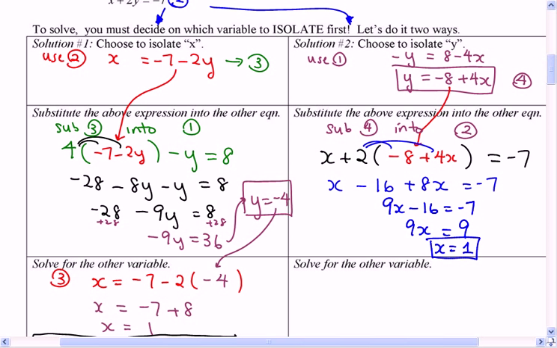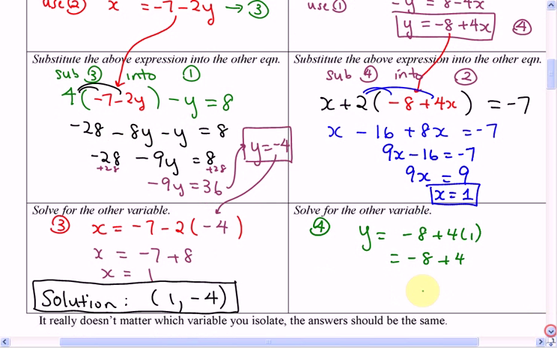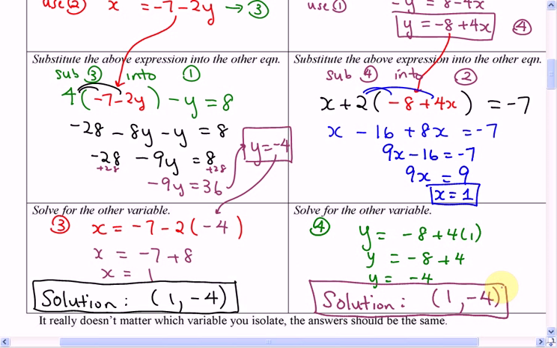And of course, this is a system, so we'll need to solve for the variables. So I'll use equation number 4. y equals negative 8 plus 4 times 1. That's negative 8 plus 4. And of course, that equals negative 4. So in the end, my solution is once again, x is 1, y is negative 4. Doesn't matter if you solve for x or solve for y. Both ways give you the same answer. And that's what I said down there.